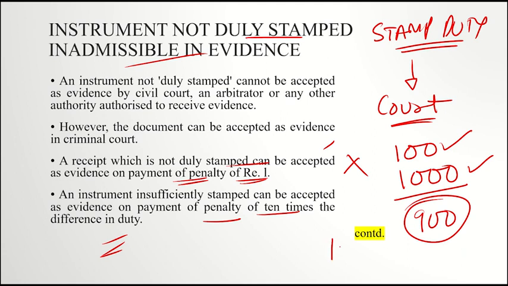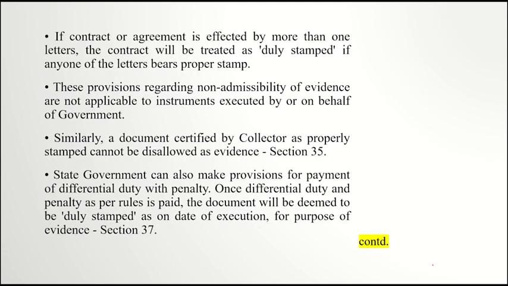Same way, suppose 1 lakh is the stamp duty, 10 lakhs will be the penalty if you want it accepted as evidence. So this is something which we must know very well in the stamp duty. If a contract or agreement is effected by more than one letter, the contract will be treated as duly stamped if any one of the letters bears the proper stamp.